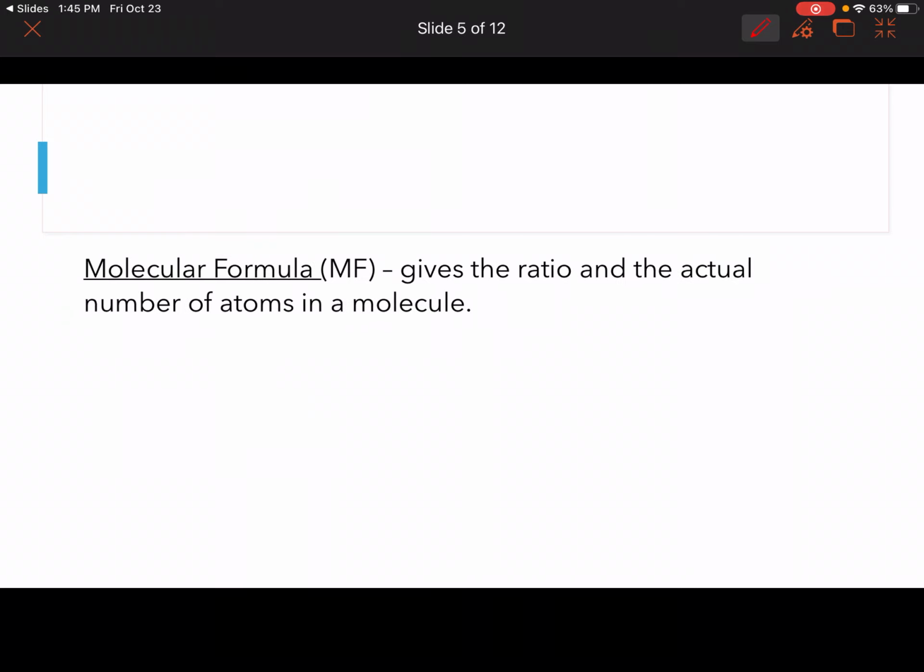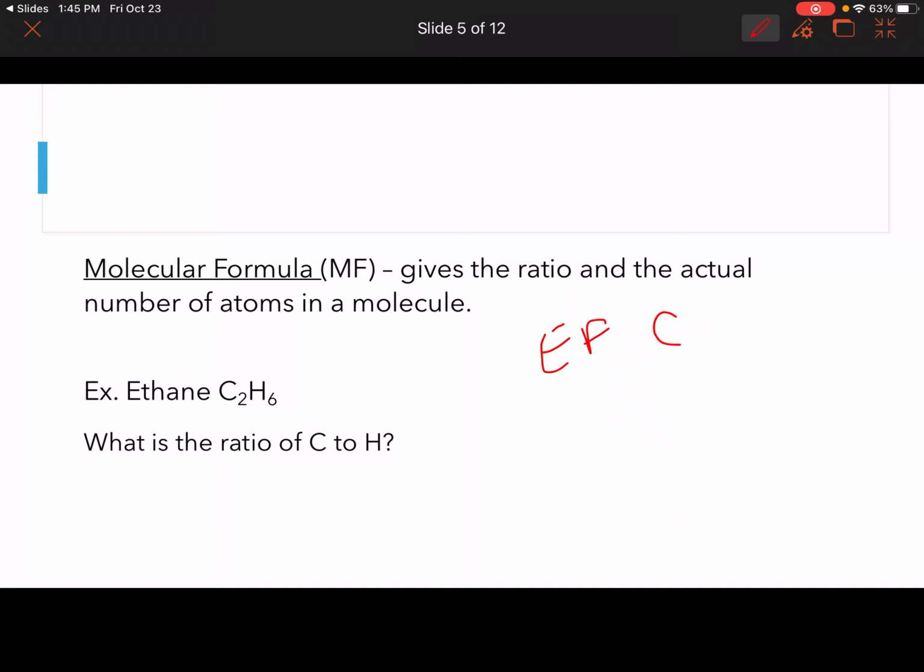Now we have something called the molecular formula. So this also gives the ratio, but it also gives the actual number of atoms in a molecule. So for example, ethane is C2H6. So we talked about how the empirical formula of ethane is CH3. The molecular formula of ethane is C2H6. So it's telling us that we've actually got 2 carbon atoms for every 6 hydrogen atoms.